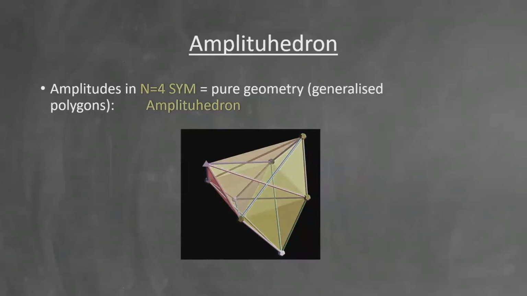Oh, and another thing at N=4 super Yang-Mills is this thing called the amplituhedron, which says that the amplitudes can be obtained out of pure geometry. Polygons are really just an example of an amplituhedron, and then you have higher dimensional versions of polygons. And the amplitudes are equivalent to these.